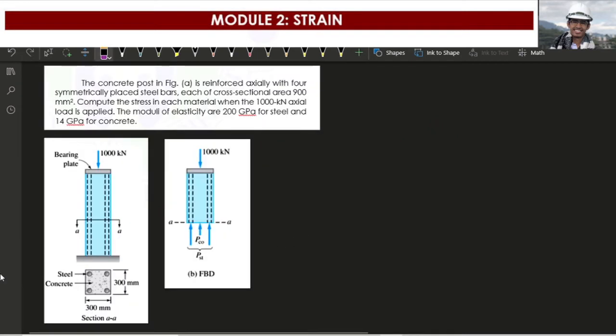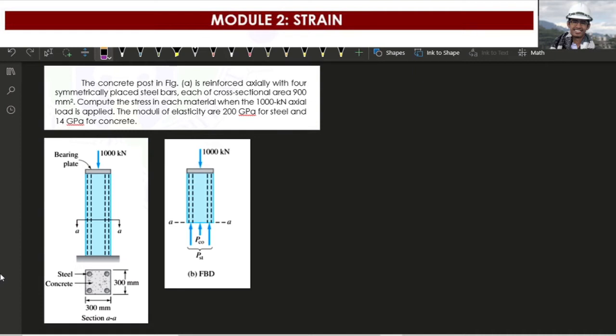Okay. So for our next problem, so the concrete post in figure A is reinforced actually with 4 symmetrical placed steel bars. So each of cross-sectional area 900 mm squared. Compute the stress in each material when the 1000 kilonewton axial load is applied. So the module of elasticity are 200 GPa for steel and 14 GPa for concrete. So we have a reinforced concrete column here subjected to a load of 1000. So let us compute for the stress.